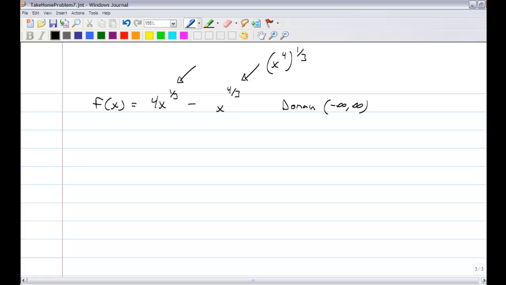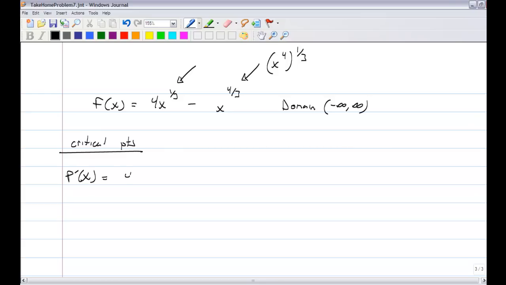Relative extrema are going to occur when your function goes undefined. Sorry, not when your function goes undefined, when your derivative goes undefined, or your derivative goes to 0. So you really need to find your critical points as the only places it could go. Well, we need f prime of x.